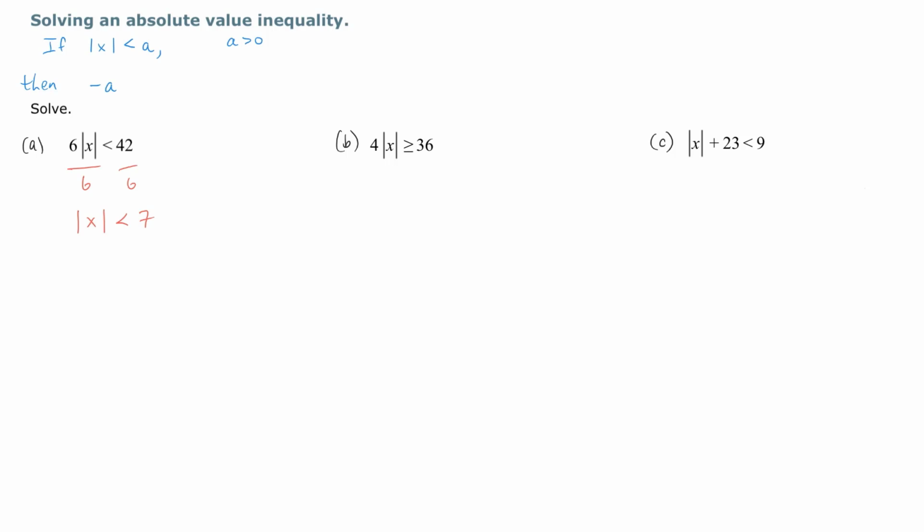The opposite of a is less than x, and x is less than a. So that's where we are. We're going to write the opposite of 7 is less than x, and x is less than 7. And combining these, we could write negative 7 is less than x, less than 7.